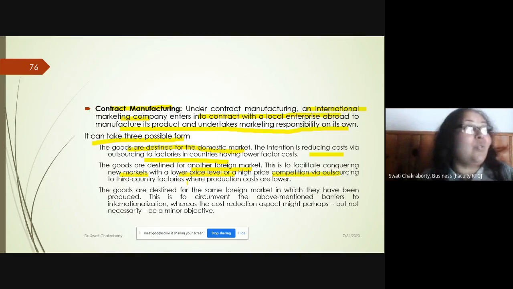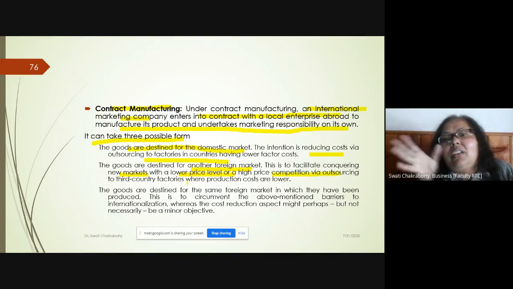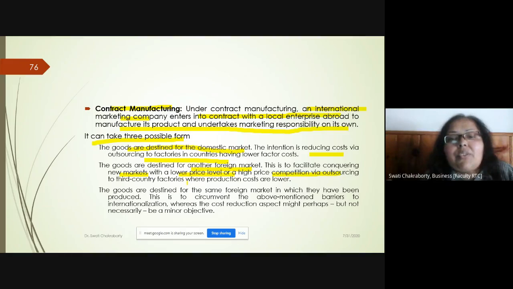You can go for outsourcing of it, right? If you want to outsource your business, that is also possible, someone else is doing the business for you, so the cost of transferring goes. And the third case is where the goods are destined for the same foreign market in which they have been produced, right? So produced there and selling, so that also helps.